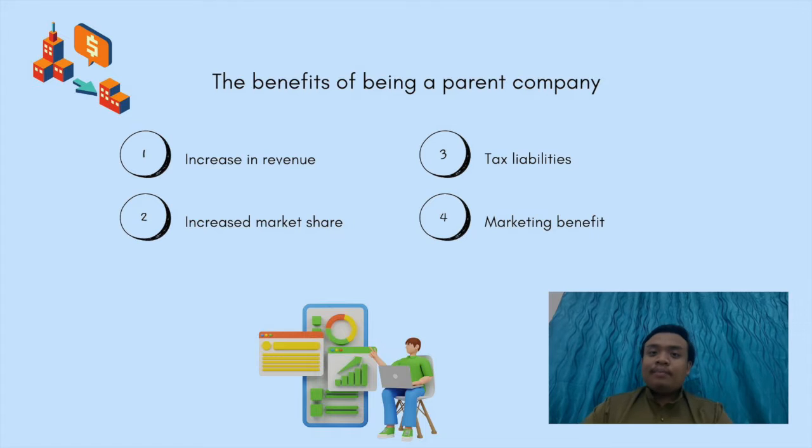A parent company structure offers many benefits, not only to the parent but also to the subsidiaries. First, increase in revenue. Parent companies often receive a percentage of their subsidiaries' profit. This payment can allow a company to increase its profit through its subsidiaries' operation. Second, increase in market share.